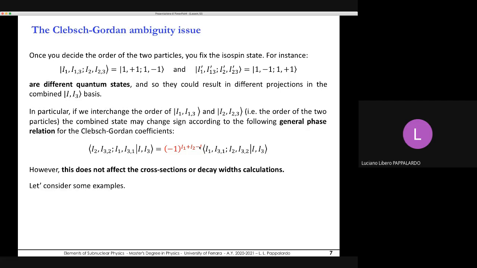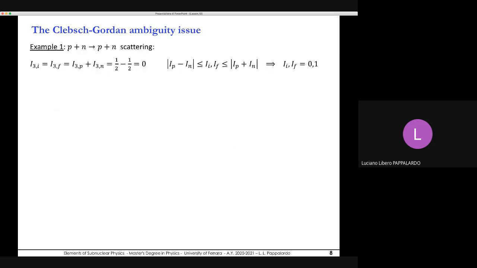Now, however, this does not affect the cross-section or the decay width calculation. That I think was the worry about the question that was raised last time. So let me show you some examples. The first example is proton-neutron elastic scattering, proton-neutron into proton-neutron. The third component in the initial and final state is 0. The total isospin in the initial and final state can be 0 or 1.